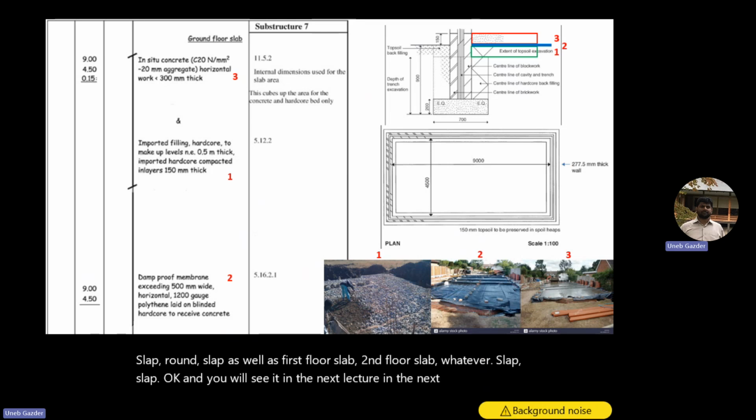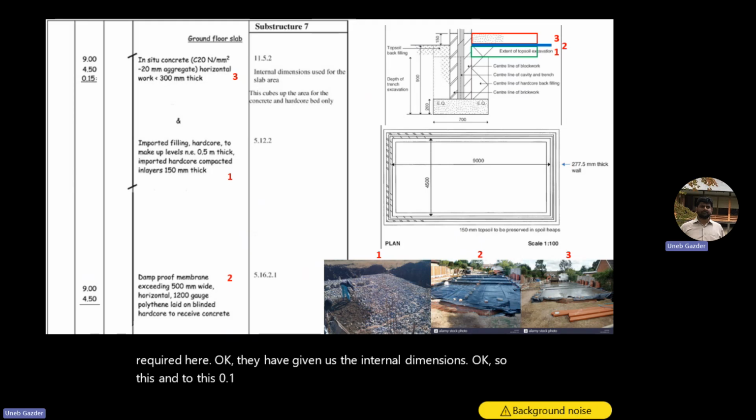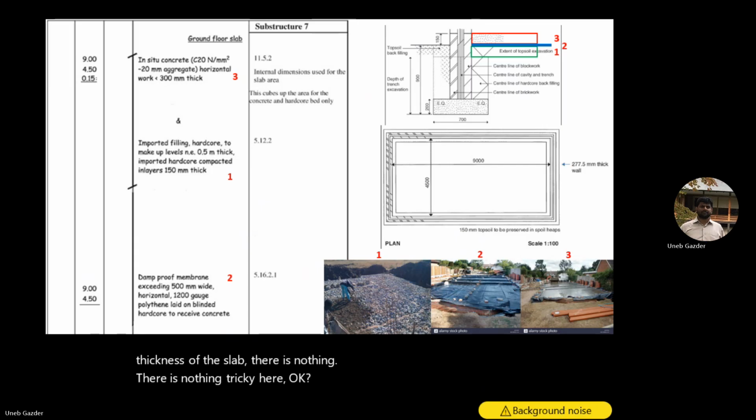So the internal dimensions are directly given. No base calculation required here. They have given us the internal dimensions. So this into this, 0.15 is the thickness of the slab, which you can see. There's nothing tricky here.